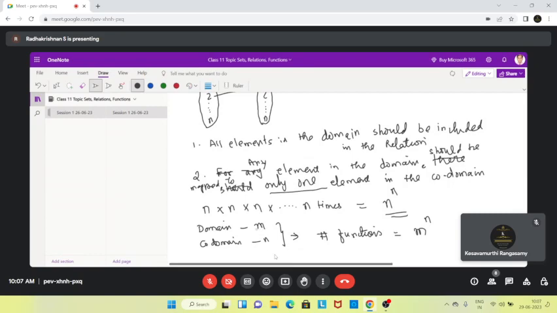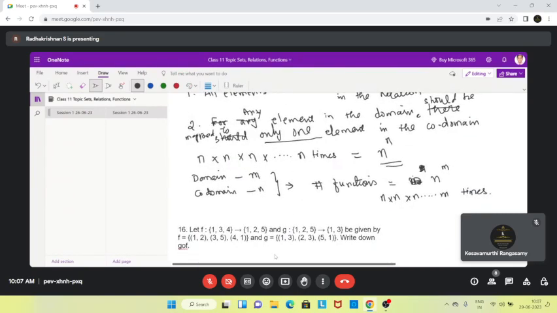Because each element in the domain can be mapped to n elements. So it will be n into n, sorry, it's n to the power of m.